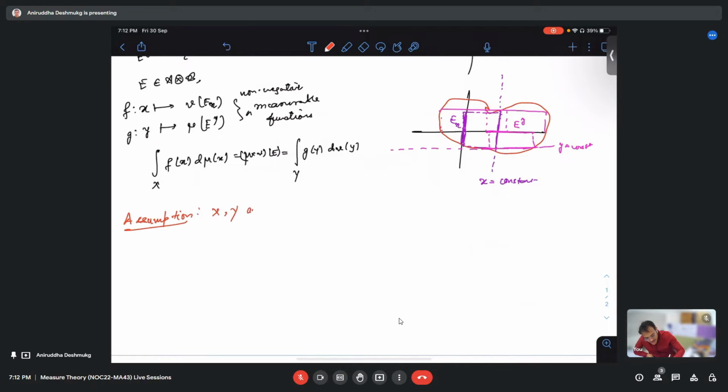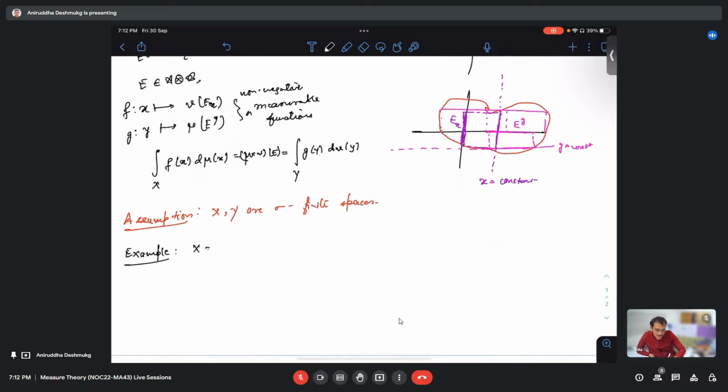X and Y are sigma-finite spaces. So one really expects a counterexample when we consider that at least one of them is not a sigma-finite space. So let us look at that example first, and then we will proceed to looking at other examples.